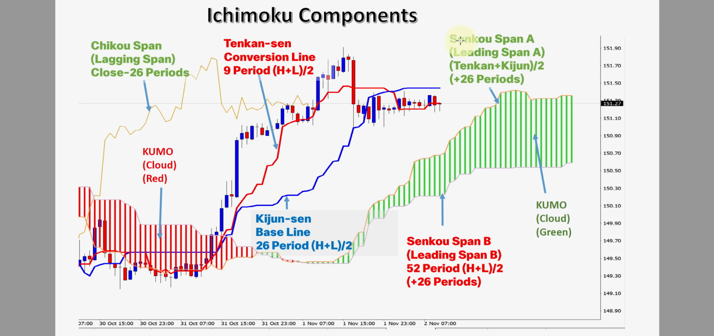We have the Senkou span A, or leading span A. This is this line here, the top line. The Senkou span B, or leading span B, is this line below here. In between Senkou span A and Senkou span B, we have the Kumo, the cloud. We are going to discuss each of these indicators one after the other, and see the importance of their role inside this great system.